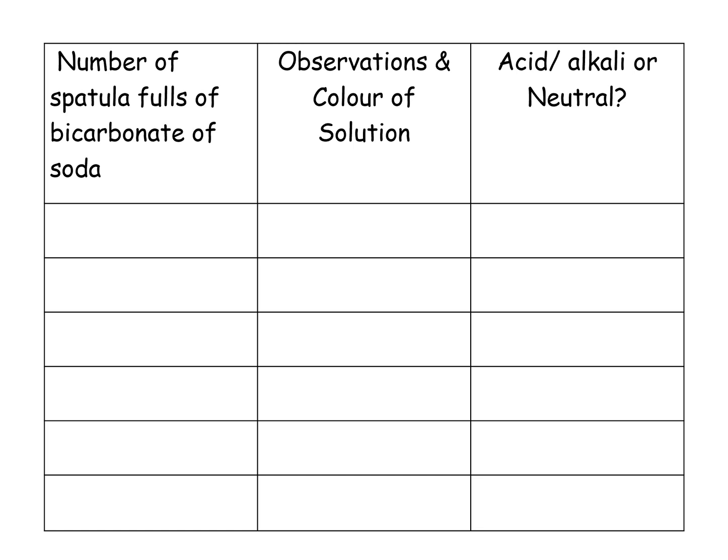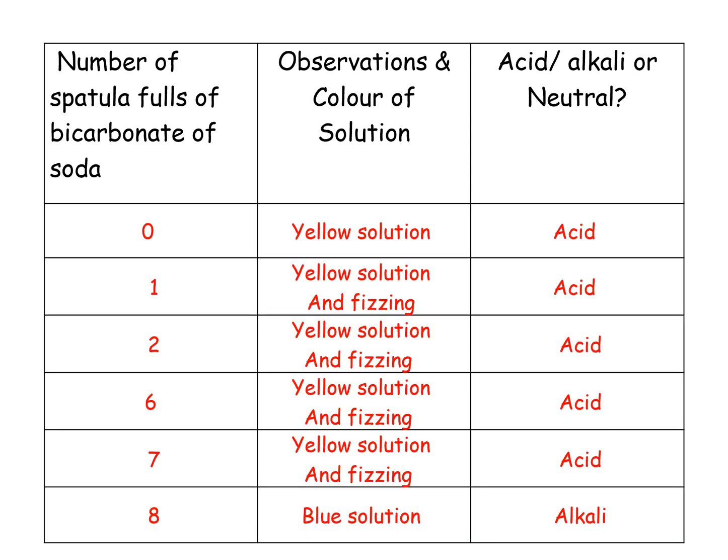Okay, so I'm going to go through it now, and here are mine. So at 0, we had a yellow solution and it's acid. When 1 spatula was added, we had a yellow solution and fizzing, meaning it's still an acid. 2, 6 and 7, it's exactly the same. At 8, we've got a blue solution, and that means it's alkali. So we've gone past neutral.